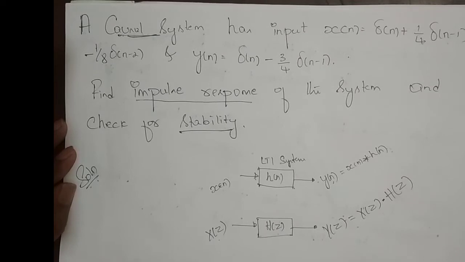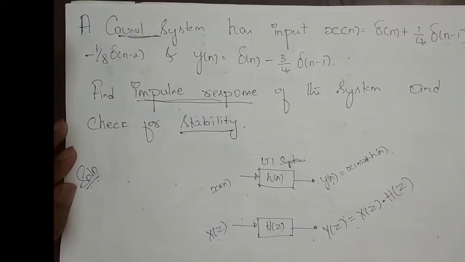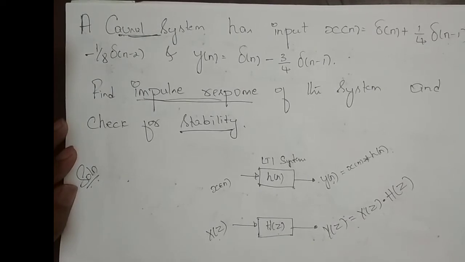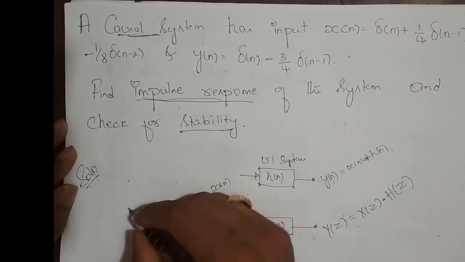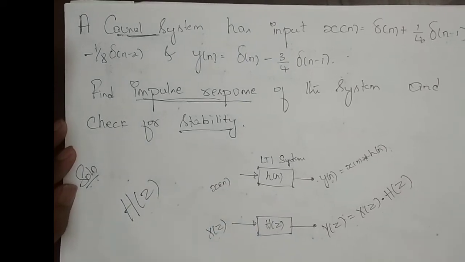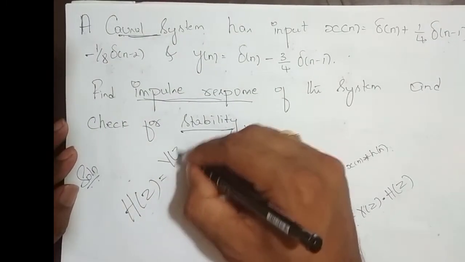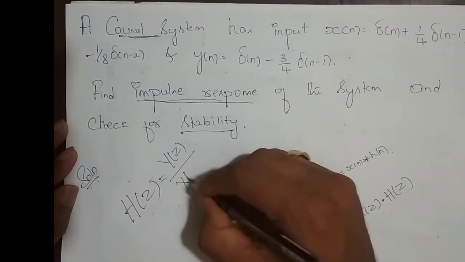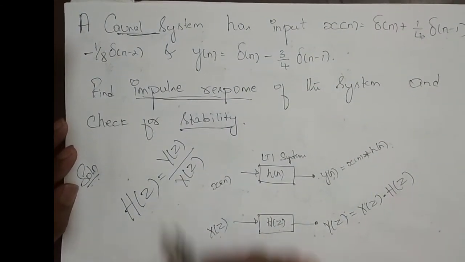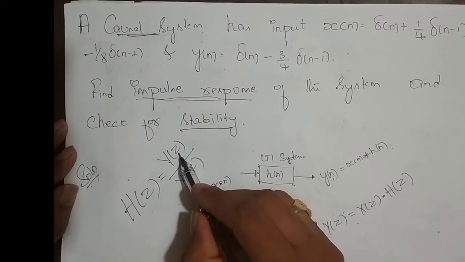Okay, fine. Now what is our aim? I need to find the impulse response. And how do we use the z transform here, mind you? In order to find the impulse response, we first find H of z. So what is H of z? H of z is the z transform of the output, which is Y of z, divided by the z transform of the input, which is X of z. Y of z we don't know, but we know y of n, right?